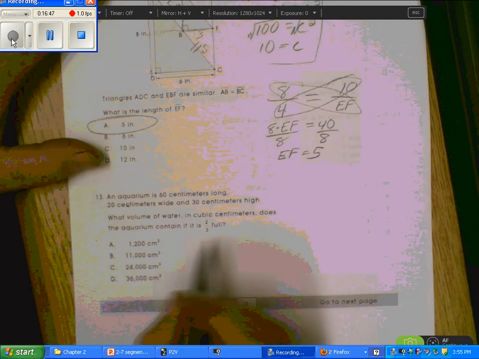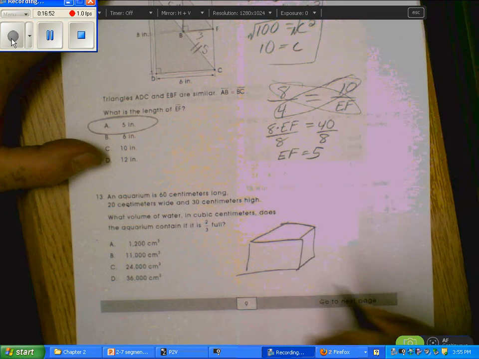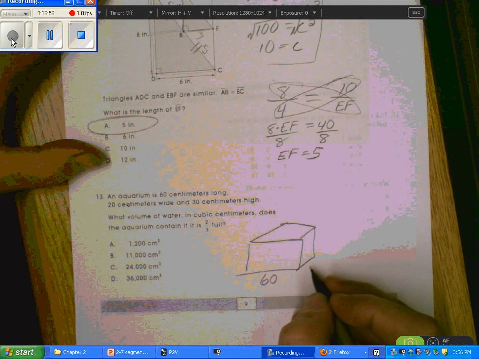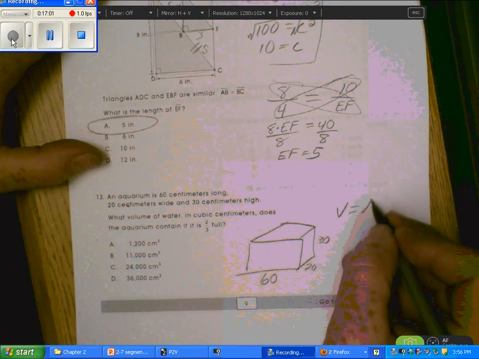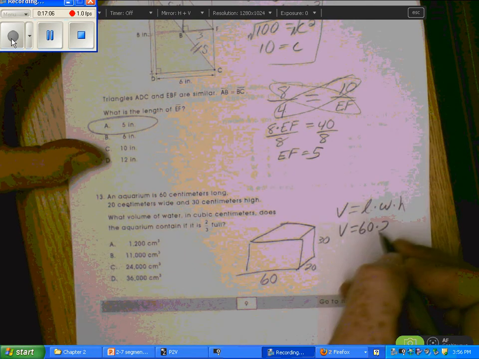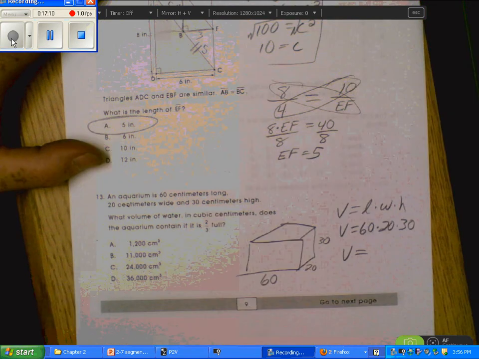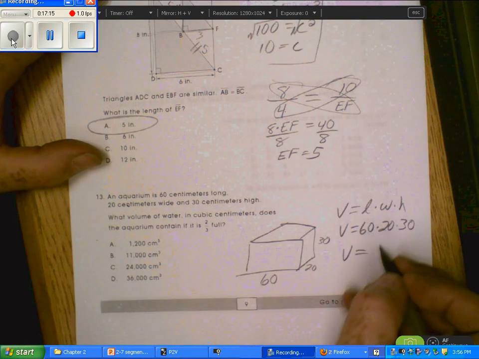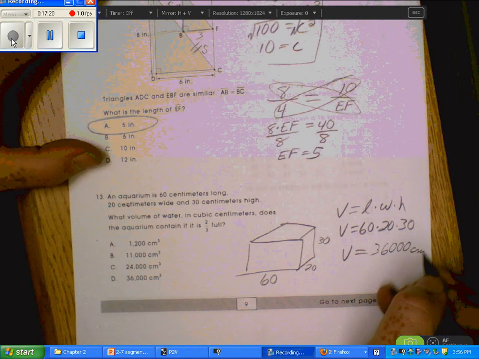An aquarium, so I'm going to draw an aquarium here. Something like that maybe. 60 centimeters long, 20 centimeters wide, 30 centimeters deep. To find the volume of that aquarium, we just take length times width times height. 60 times 20 times 30. That gives us 36,000. And whenever you're finding volume, it's always cubic units, so centimeters cubed.